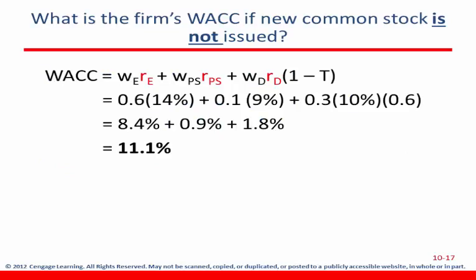If you plug them all into the equation, it looks a whole lot like this formula I've got right here. You're going to have the weight of equity at 60% times the cost of equity at 14%, plus the weight of preferred stock at 10% times the cost of preferred stock at 9%, plus the weight of debt at 30% times the cost of debt at 10% times 1 minus T, which is 60%. You plug all that together, you get 8.4% plus 0.9% plus 1.8%, which gives you a WACC, or weighted average cost of capital, for this firm at 11.1%. Okay, so that's how you do the WACC.